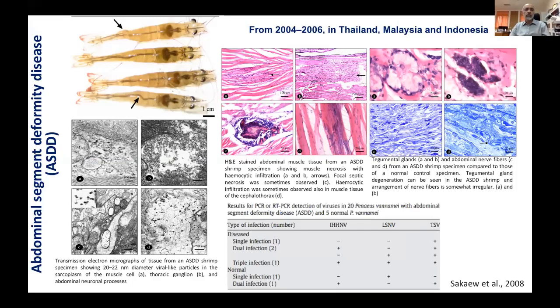You can see 2004 to 2006, there was a disease called abdominal segment deformity, or ASDD. The picture itself shows an abnormal segment, the abdominal segment deformity in the shrimp. People have been trying to understand what exactly the causative agent is. That is why I have put the title as elusive etiology. That means we are still struggling to find out what exactly is causing these syndromes, the obscure etiology.